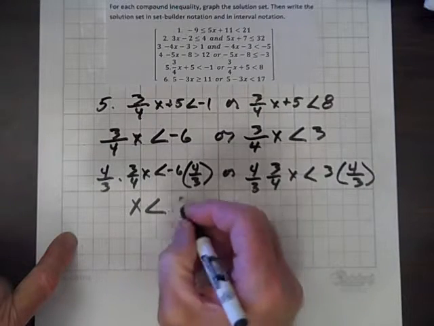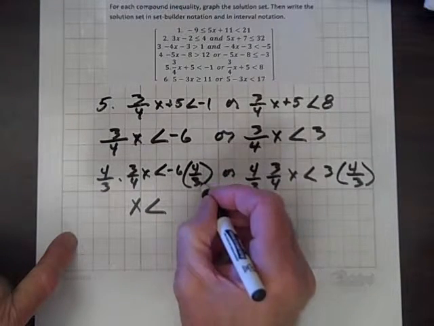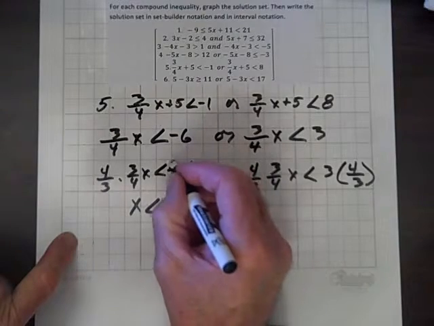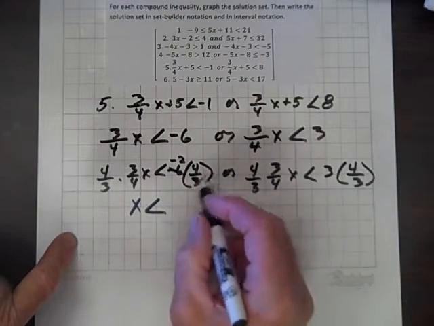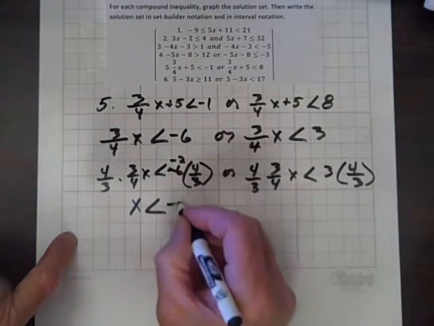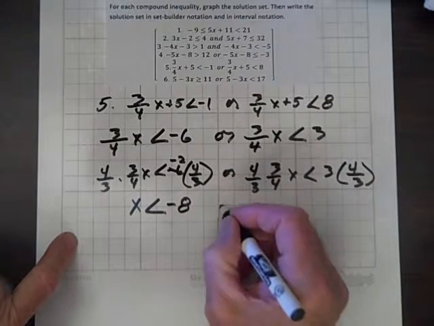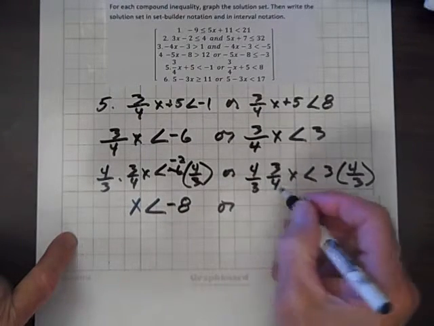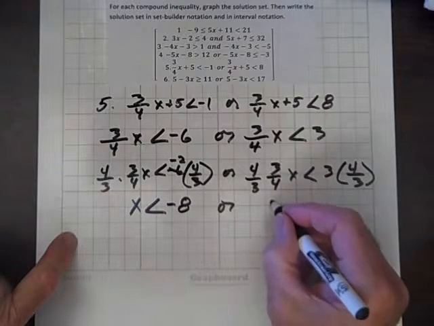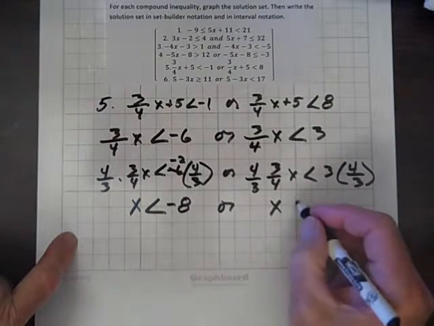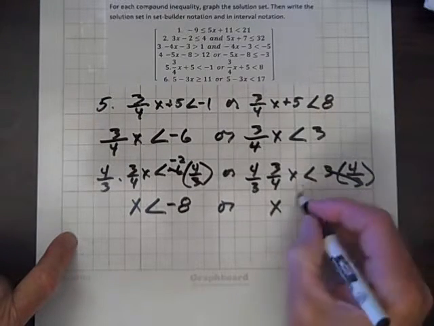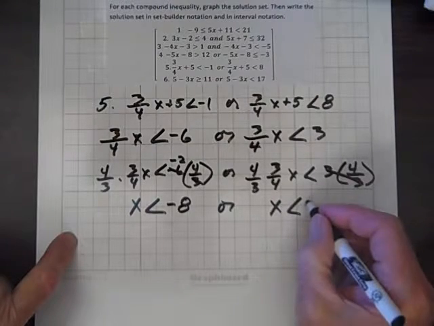On the right, 3 goes into negative 6 negative 2 times, and negative 2 times 4 is negative 8. Or, the product of reciprocals is 1, so we get 1 times x is x, and here the 3's divide out, and we have x is less than 4.